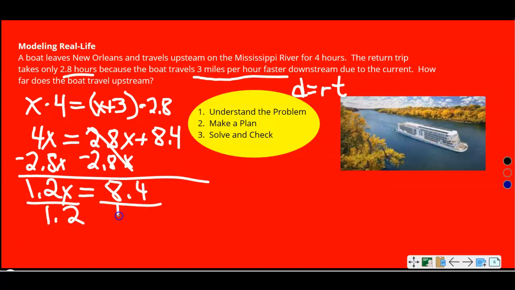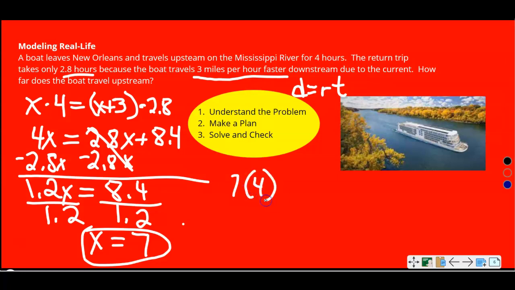To solve for x, I have to divide by 1.2. So 8.4 divided by 1.2 is 7. If x is 7, we can now figure out how far the boat travels. Rate times time: we know it took 4 hours, and we just solved for the rate. So 4 times 7 is 28 miles. That was traveling upstream, and that equals 28 miles. And it should be the same distance coming downstream.